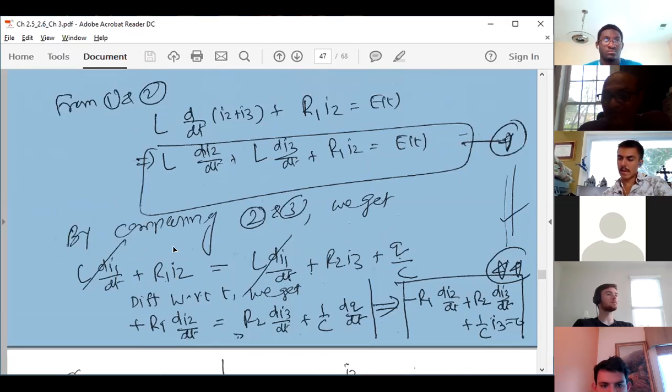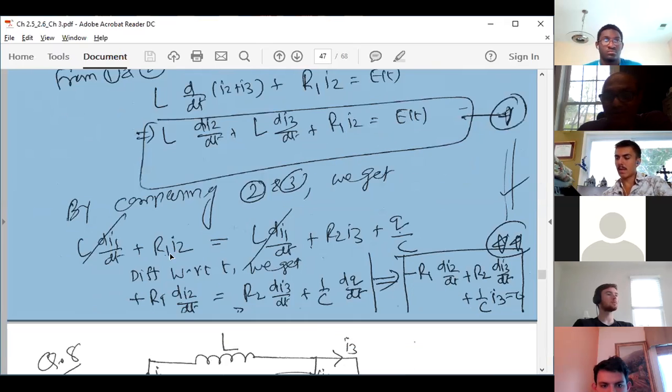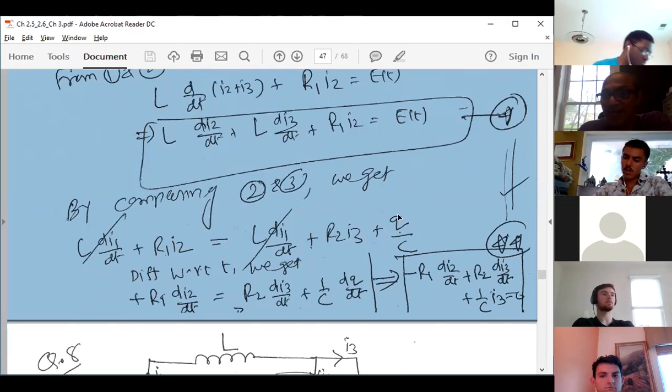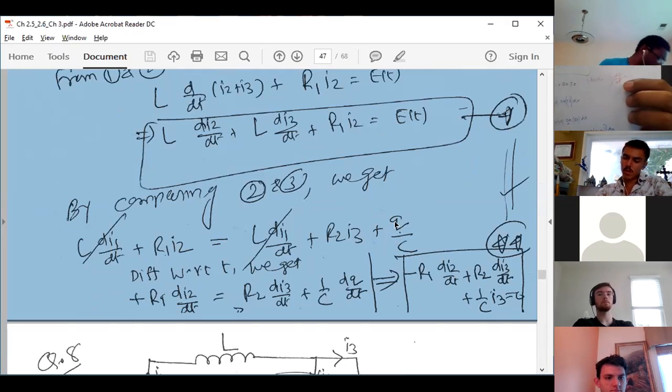But I don't want R1 I2. If you look at the equation, I want R1 di2 by dt. Agree? Look at the given equation. R1 di2, I want a derivative. Take the derivative throughout. So if I take R1 di2 by dt, R2 di3 by dt equal to dq by dt times 1 by C. But dq by dt is equal to I3. Already we fixed over here. Look at here.